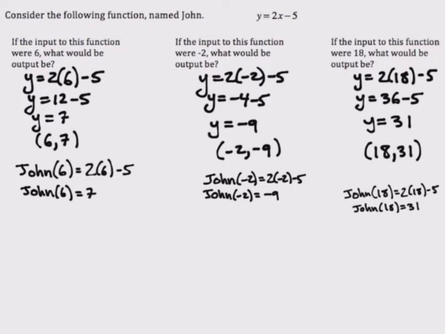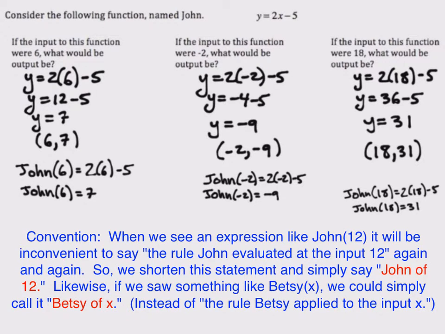Now, by convention, when we see an expression like John parentheses 12, it's a little inconvenient to have to say the rule John evaluated at the input 12 again and again. So we shorten this statement and we simply say John of 12. Likewise, if we saw something like Betsy parentheses x, we could just say Betsy of x, where Betsy is the name of the function or the rule, and x is just a variable to represent our input.